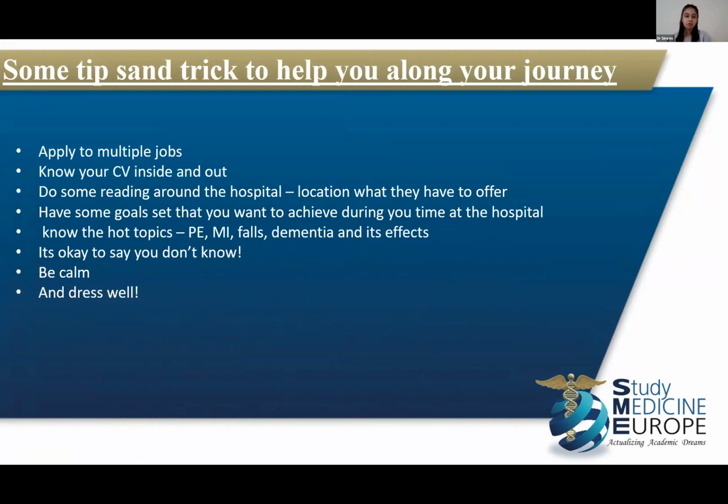And then some top tips. So apply for multiple jobs. One is never enough. You want to have multiple offers, and then you can make your choice. Know your CV inside and out. Do some reading about the hospital, the location, what it has to offer. So I want to go to this hospital because it's got a great location and it's surrounded by multiple things and activities that I'm interested in doing. You want to show them that you genuinely want to be there and you want to work at their hospital.